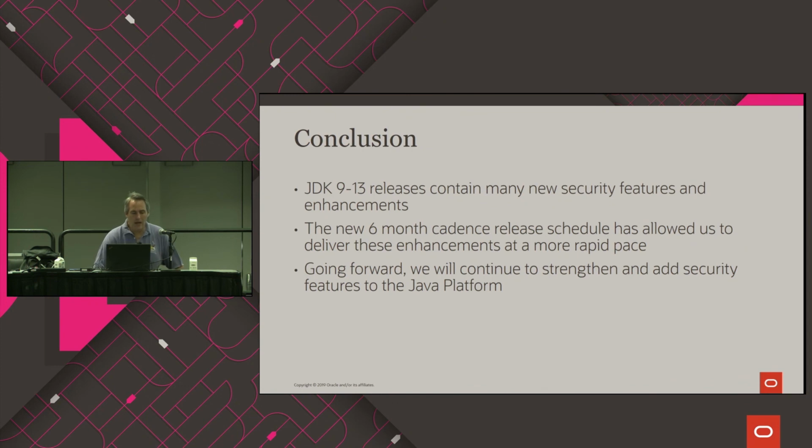So in conclusion, JDK 9 through 13 releases have a lot of new security features and lots of enhancements. The new 6-month cycle has really allowed us to deliver these things much more quickly. We don't have to wait 3 years to get TLS 1.3. They released the RFC in August, and we released our implementation in September, so we were actually able to get it out within a month. We're also going to continue to strengthen and add security features to the platform. So keep tuned to this space for more, and we'll look forward to seeing you next year.